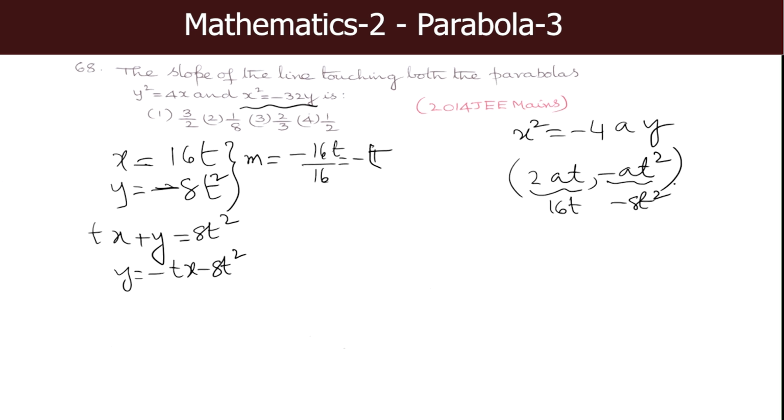I hope I am clear. And the slope of the tangent line is given by dy/dx, that is y dash t by x dash t, which is minus 16t by 16, that is equal to minus t. So, the tangent line with slope minus t is given by tx plus y equal to, replace x by 16t and y by minus 8t square to get the constant term, which is 8t square, or this is same as y equal to minus tx minus 8t square. Now, this is the tangent to the first parabola.